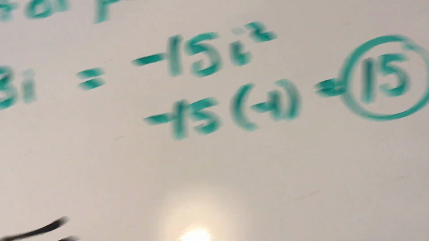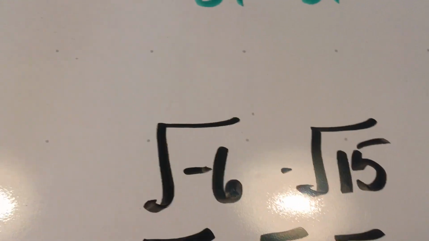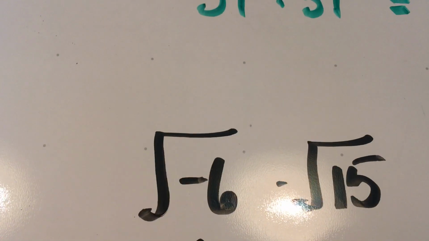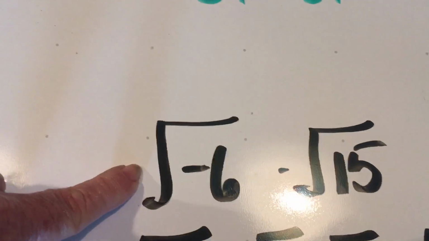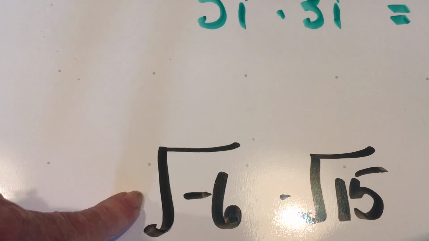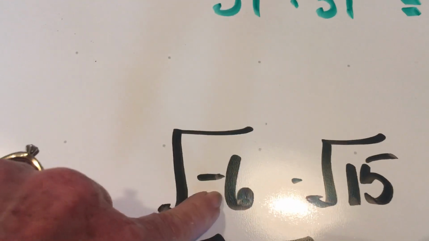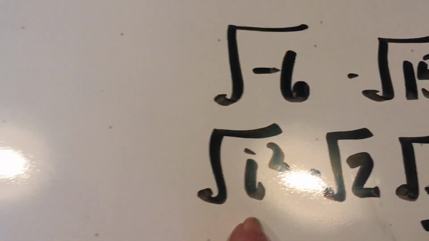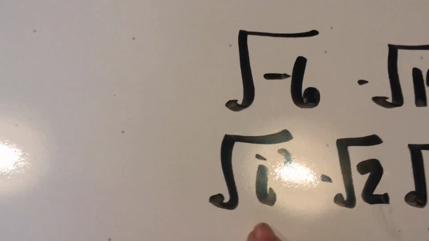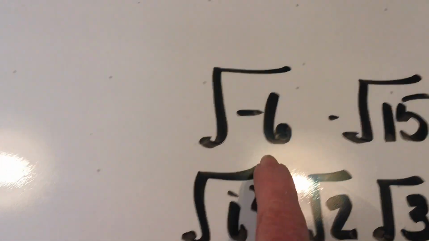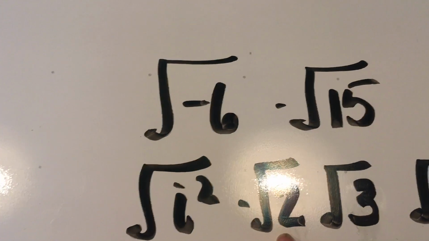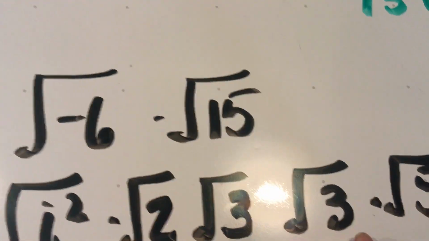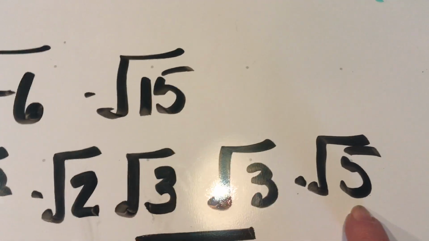Okay, next we're dealing with the square root of -6 times the square root of -15. So what we're going to do is break these into their factors, their pieces and their parts. The negative becomes -1, which is the same thing as I squared. So I skipped that step and came straight to the square root of I squared. 6 breaks down to the square root of 2 times the square root of 3. 15's factors are the square root of 3 times the square root of 5.